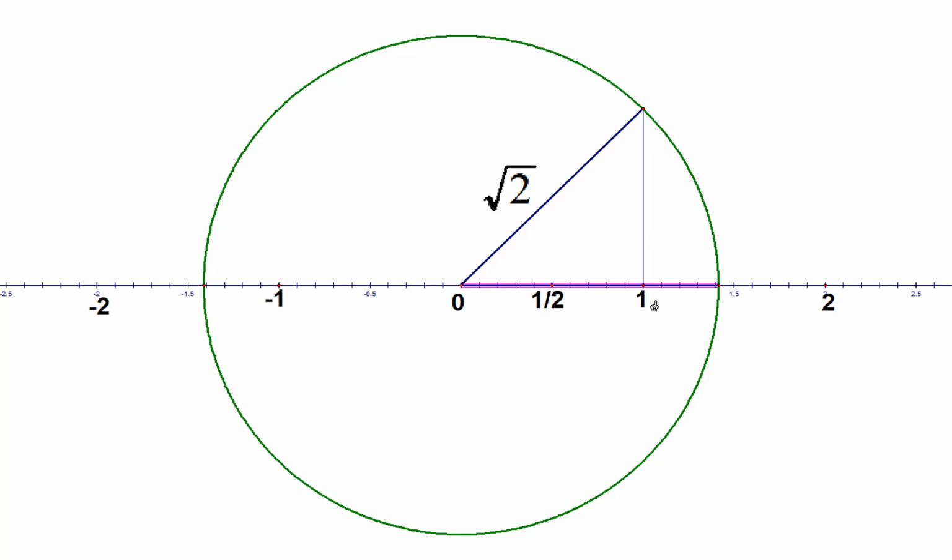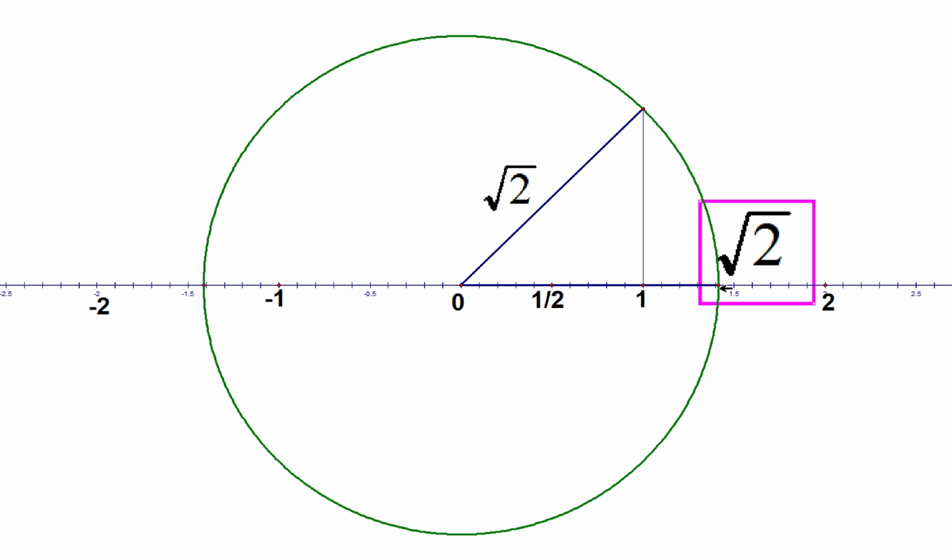And what is this length? It is very close to 1.4, but it's not really 1.4. And that length is actually again the square root of 2. So you can see we have the square root of 2 as a number on the number line, and it's an exercise for you to show that the square root of 2 is not a rational number.